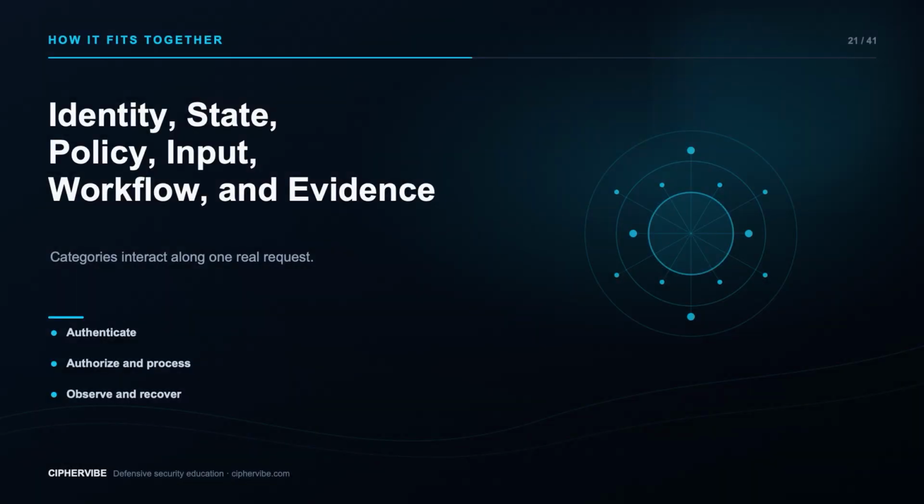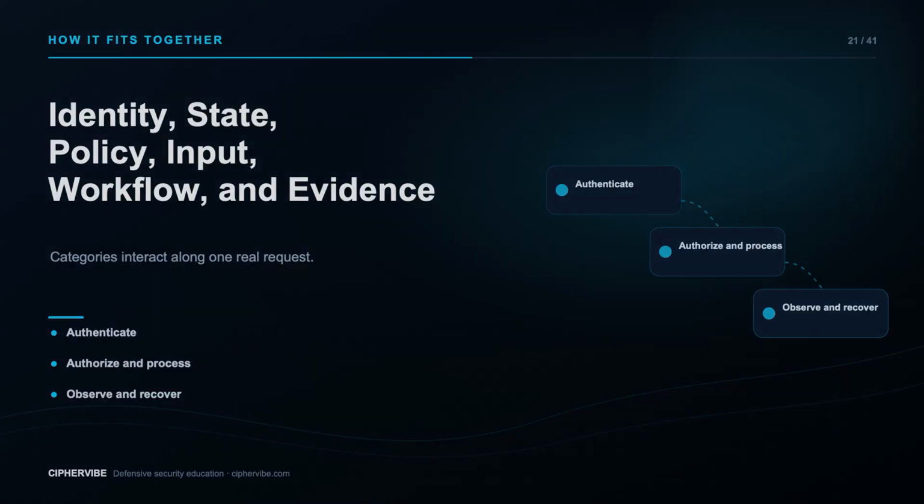The strongest way to read the book is horizontally. Authentication establishes a subject. A session carries that identity. Authorization controls the object and action. Input handling protects interpreters. Business logic protects the workflow. Logging preserves evidence. A single request can exercise all six.